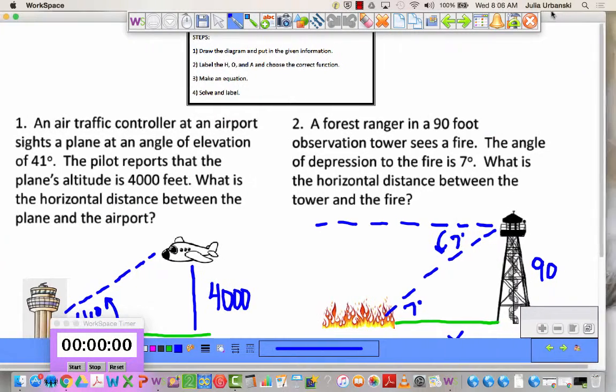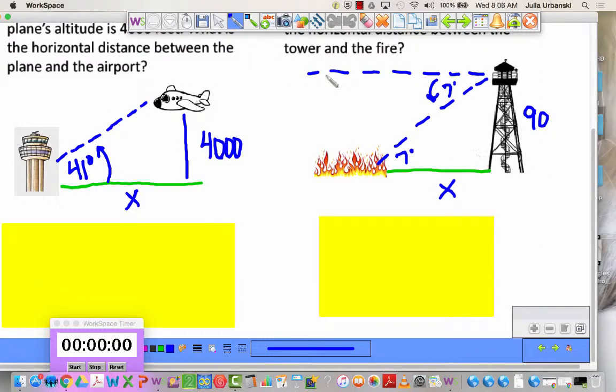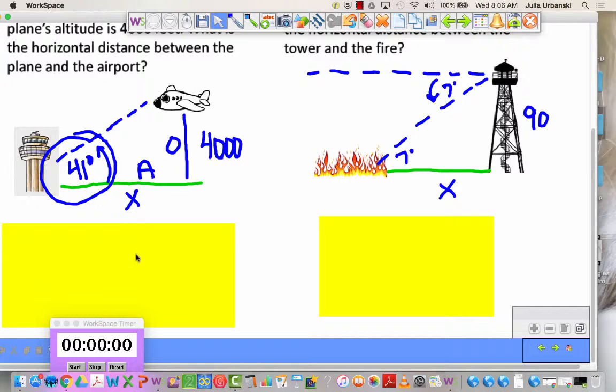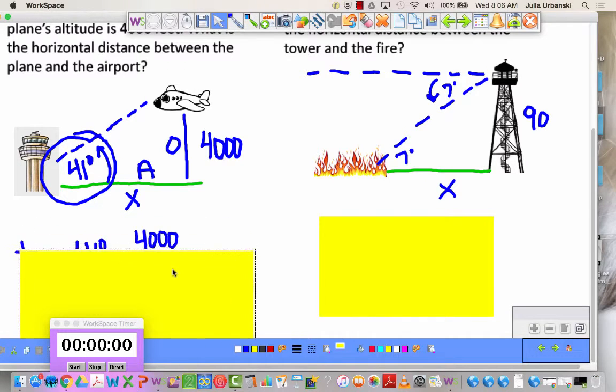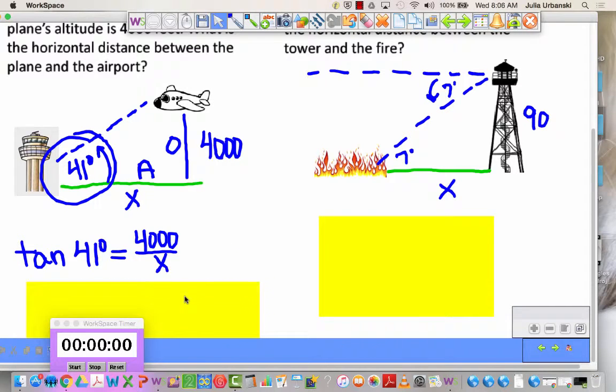Okay, dealing with that triangle, think about what word you would choose, sine, cosine, or tangent. This is our focus angle. What would you choose? Tangent. Good. This is opposite. This is adjacent. So it's the tangent of what? 41 degrees. And the 400 is on top, the x is on bottom.